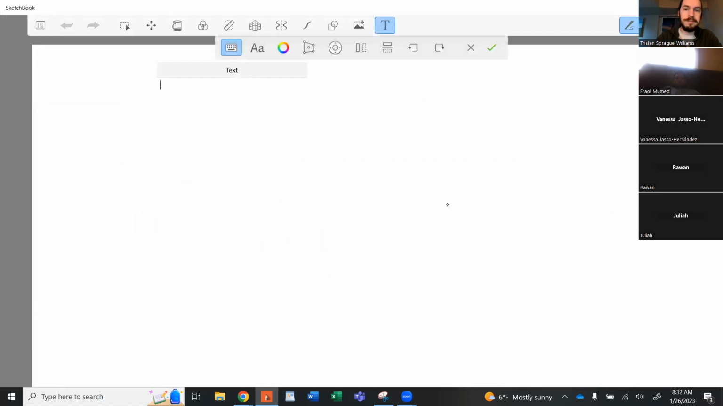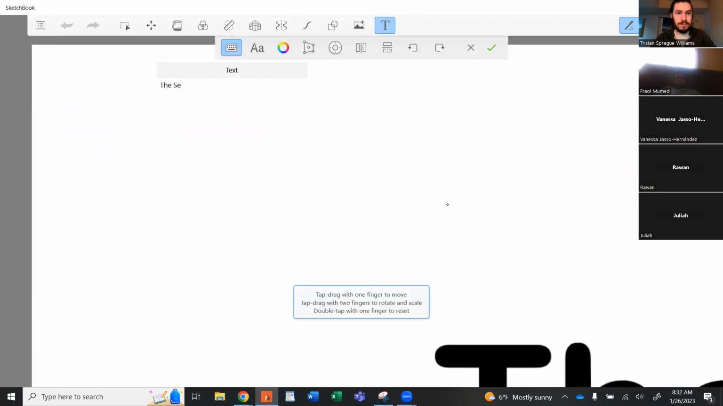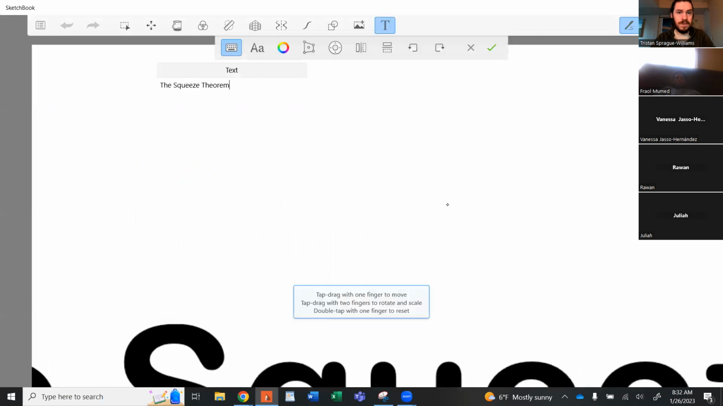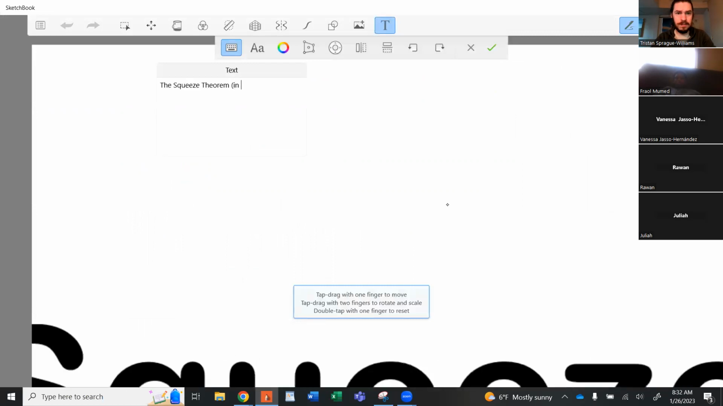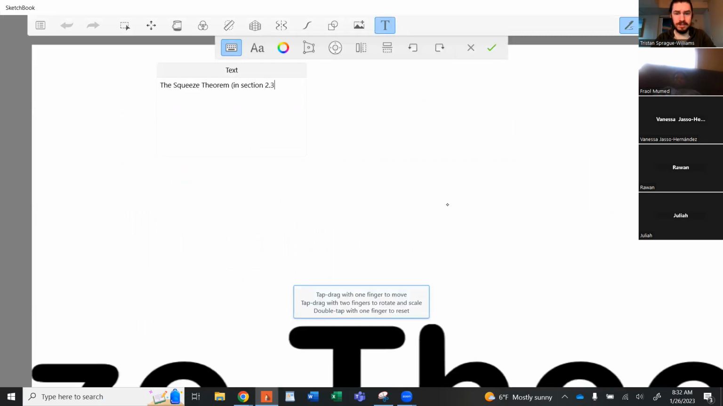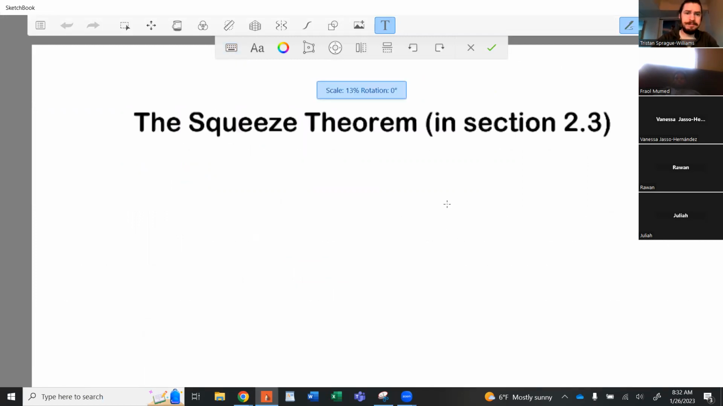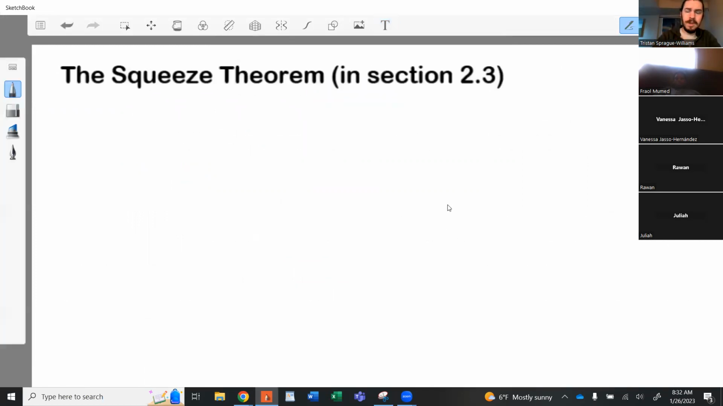The squeeze theorem. This one is in section 2.3, I believe. So the squeeze theorem. Oh, hang on. I might have moved on a little too fast. There's a question in the chat that I should answer. Let's pull up the previous page again.